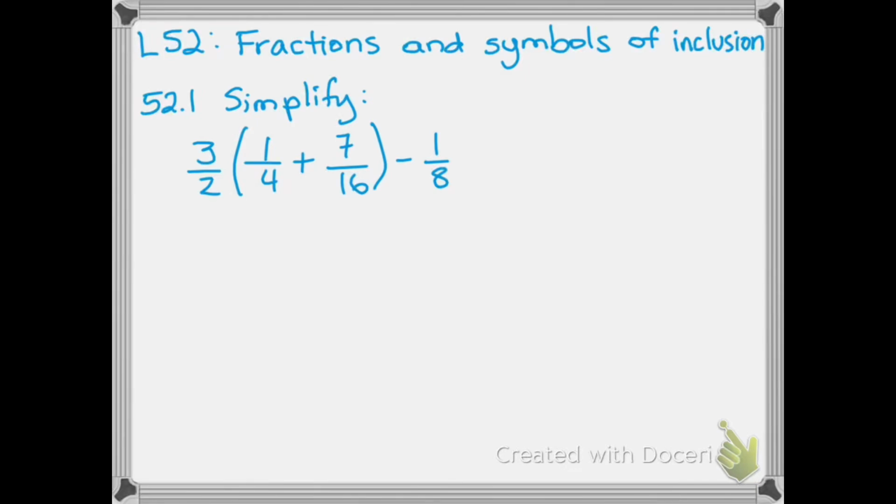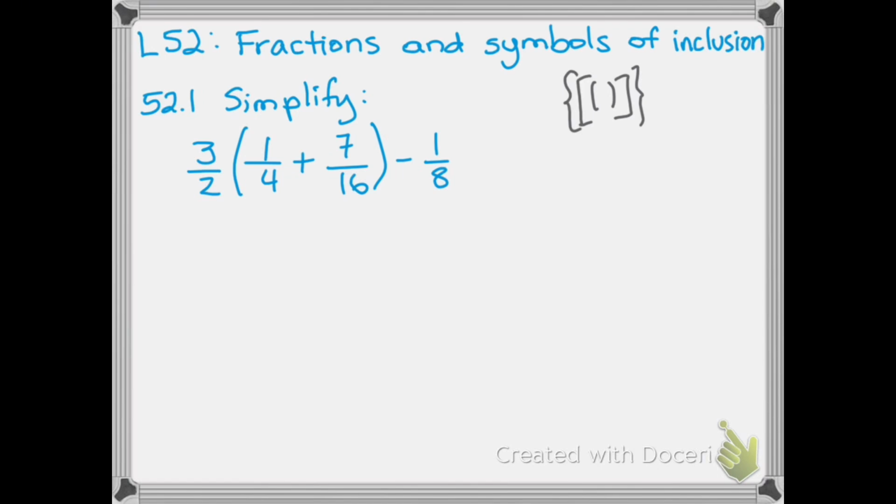Lesson 52, Fractions and Symbols of Inclusion. Remember, the symbols of inclusion that we've learned are the parentheses, the brackets, and the braces. When we need to simplify an expression that has fractions and symbols of inclusion, we do it exactly the same way we learned for other numbers.